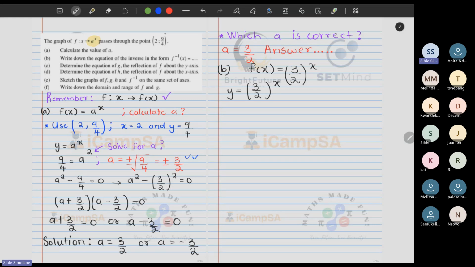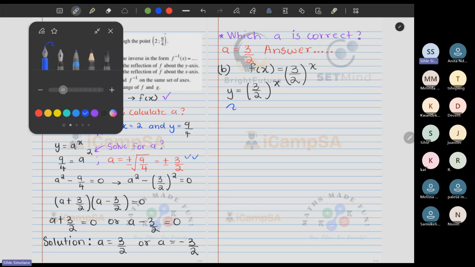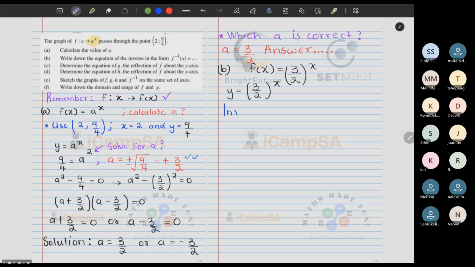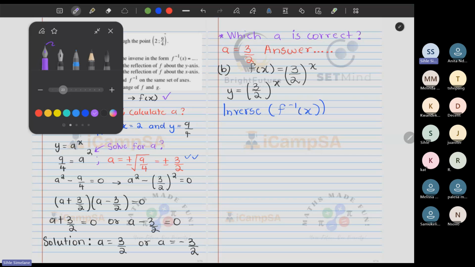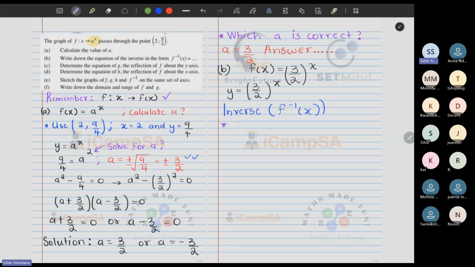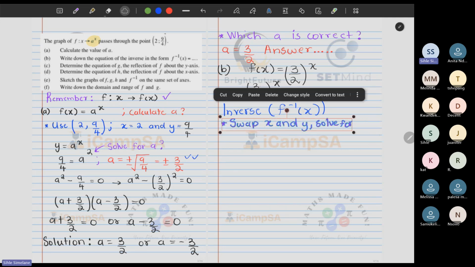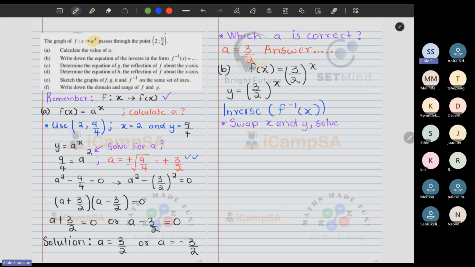Okay. And now remember, guys, they are looking for the inverse. So once they introduce this minus 1 at the top, they are referring to the inverse. How do we find the inverse? How we find the inverse is we need to swap x and y and then solve for y after doing the swapping. So we swap x and y and then we solve for y. Very important for you to understand.